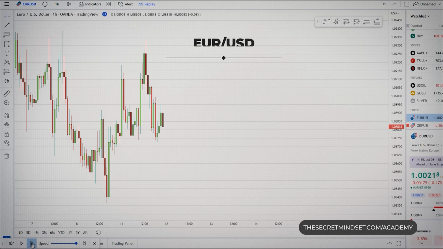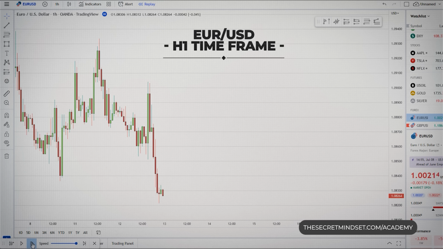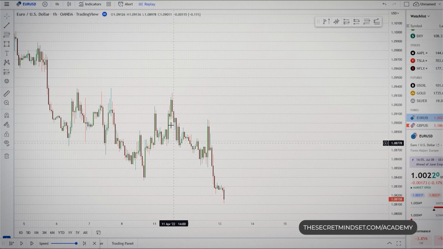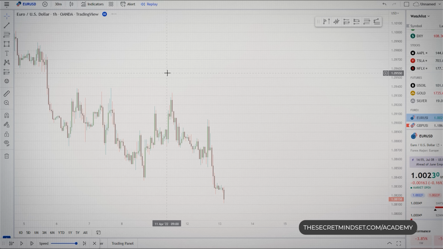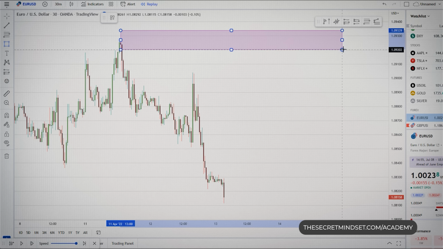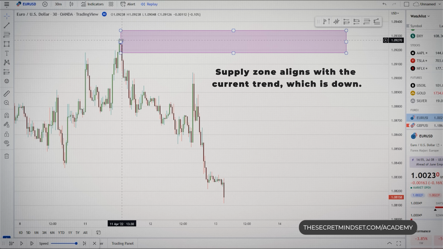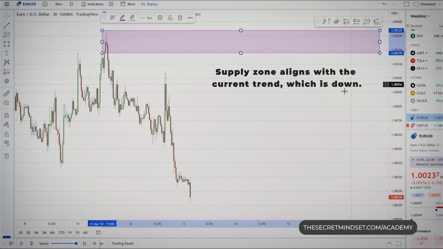We trade euro-dollar on the hourly time frame. This would be my minimum time frame to find supply and demand areas. I see this supply zone right here, which had a huge drop consisting of multiple bearish large candles. This supply zone also aligns with the current trend, which is down.